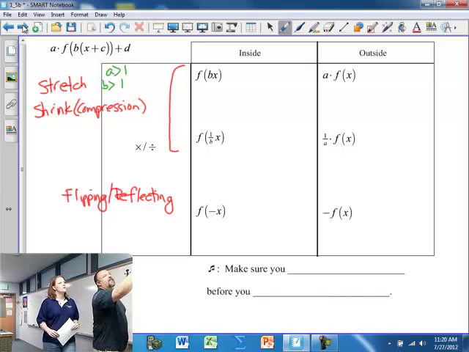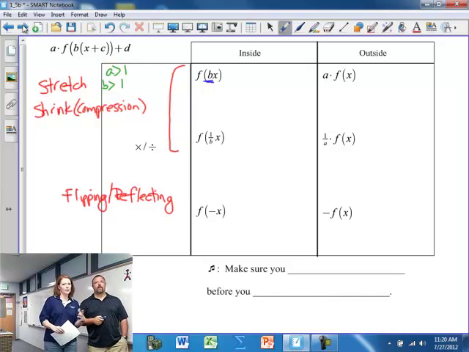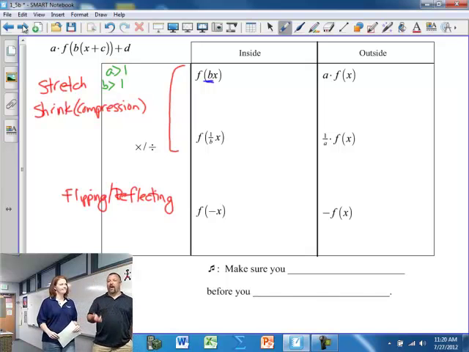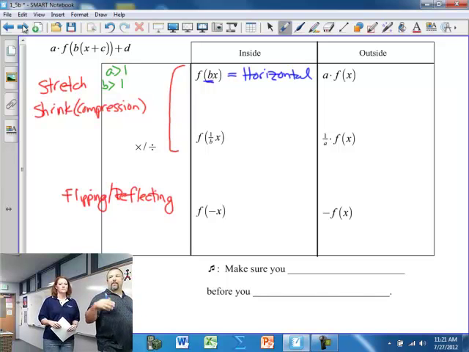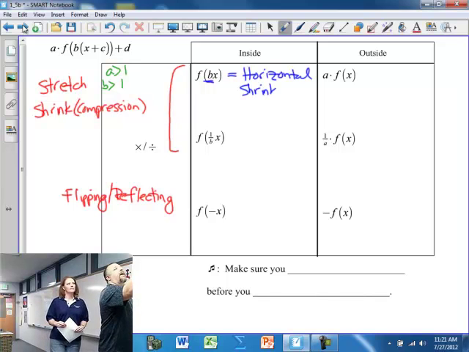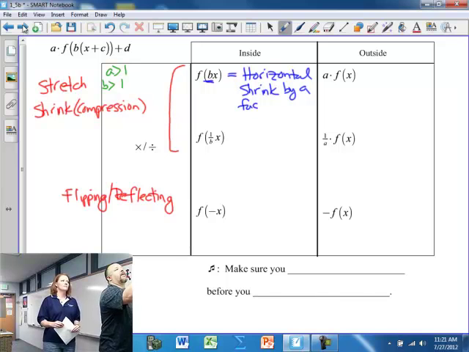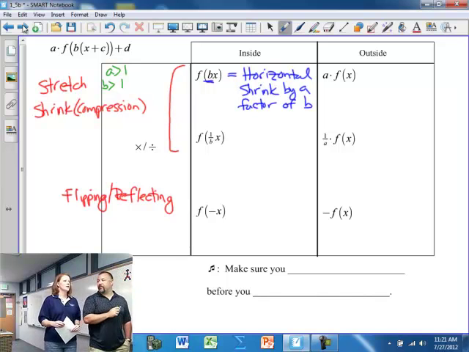So what do we got here? I have changed the inside of my function to b times x. Well, I multiplied it, so I would think it would get bigger. But it's inside, so it's really going to get smaller, and so we do the opposite. The best way to think of the opposite of multiplying is multiplying by its reciprocal. It means division, but what we're going to do is multiply by the opposite. So this is going to make this a horizontal shrink by a factor of b. You have to write that down if you're going to use the words.